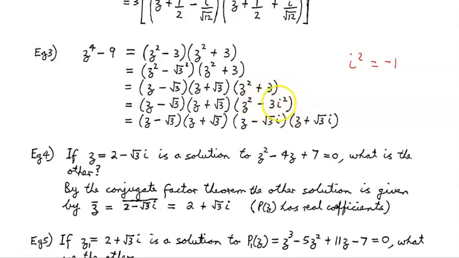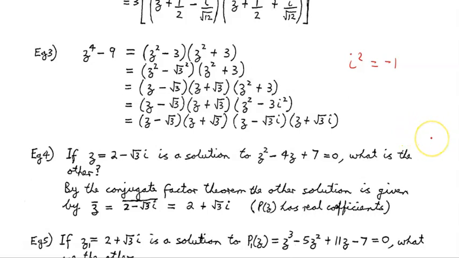Okay, now that's opened up opportunities for me here. What I've got now is z, next line down, (z − √3) times (z + √3), a difference of perfect squares, times (z − √3 i) times (z + √3 i) again. So now I've got my 4 factors, 2 of them real and 2 of them complex.